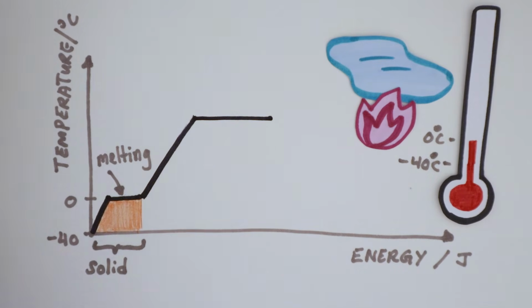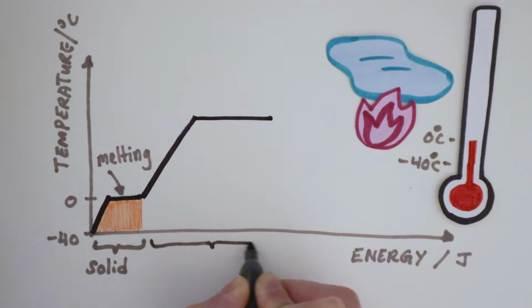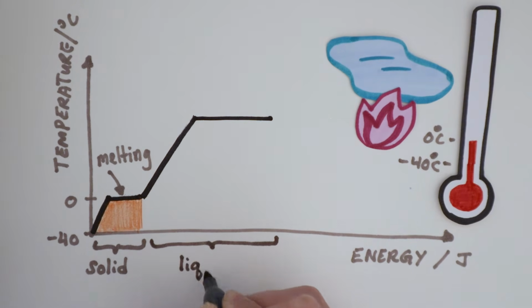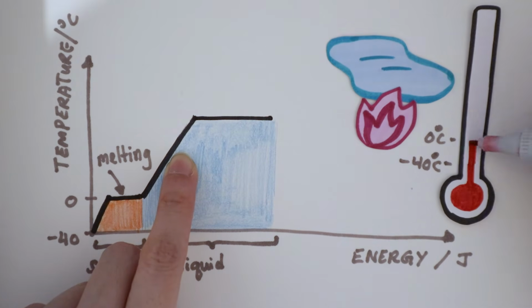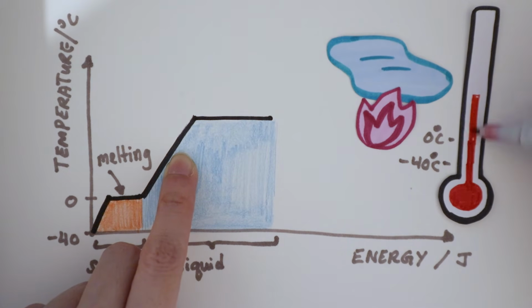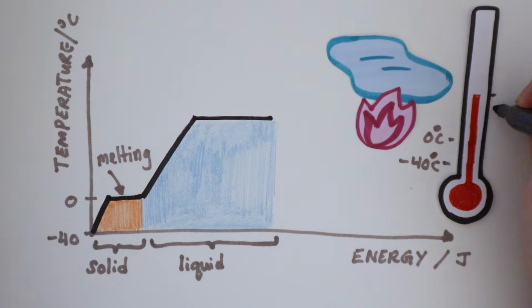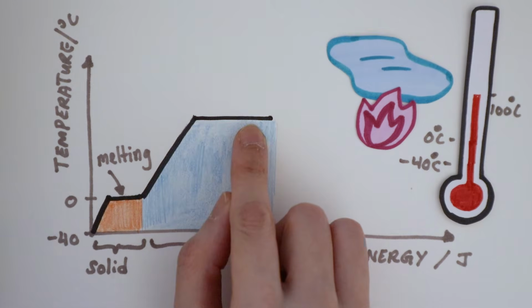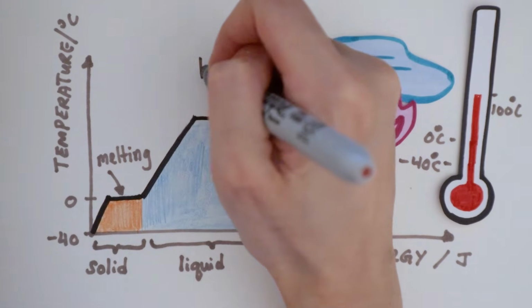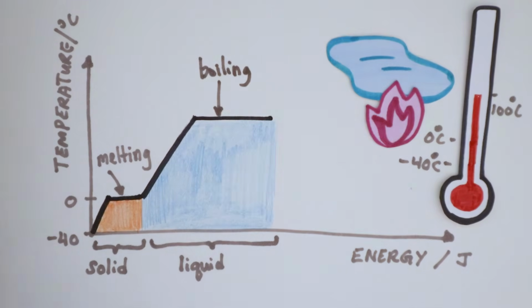When this ice cube melts, it changes into a liquid, which is represented by this whole region of the graph. The slope here shows us that the energy is being used to raise the water's temperature. When it reaches its boiling point at 100 degrees Celsius, again, temperature does not increase with energy. All of the energy from the Bunsen burner is used to evaporate the liquid into a gas.